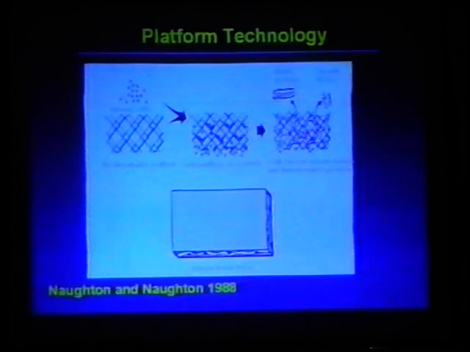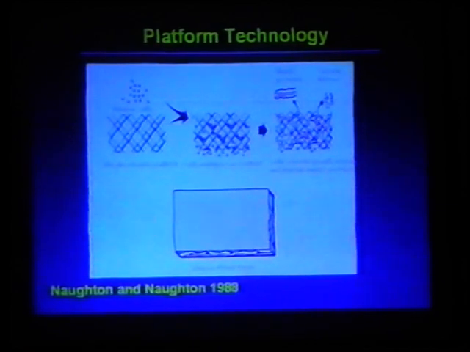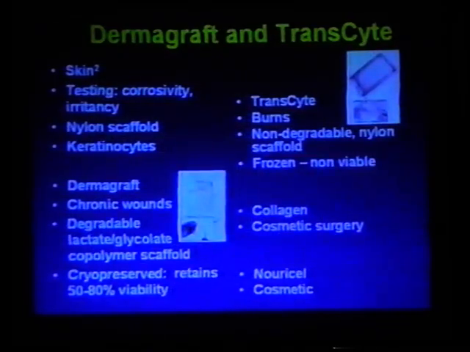However, what I'm going to spend most of my time discussing is another system which is based on a really different principle. This was Gail Naughton and Brian Naughton in 1988, who developed a system which is now very familiar to you, of growing cells on scaffolds. In this case, the cells are human neonatal fibroblasts, and they grow in 3 dimensions on these scaffolds, lay down a lot of extracellular matrix, and wind up producing a tissue. And from this process, a number of products have been produced.